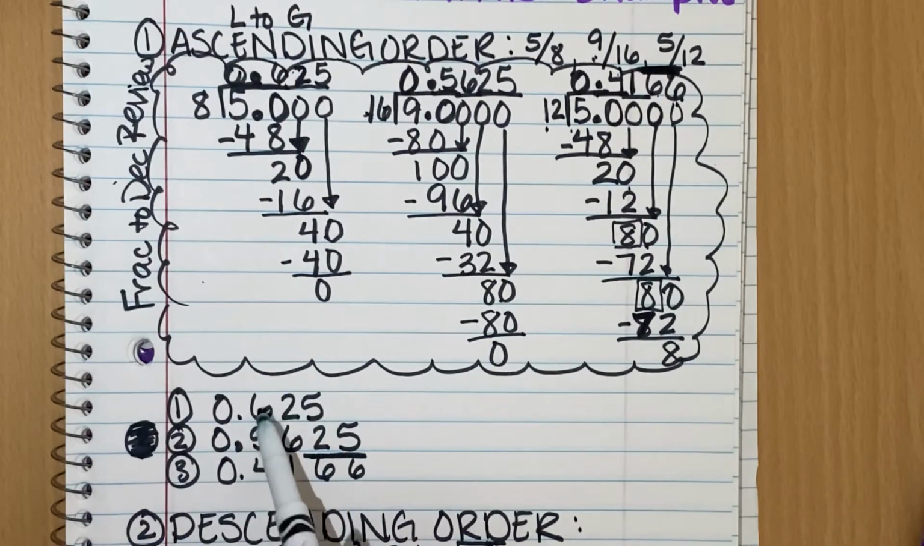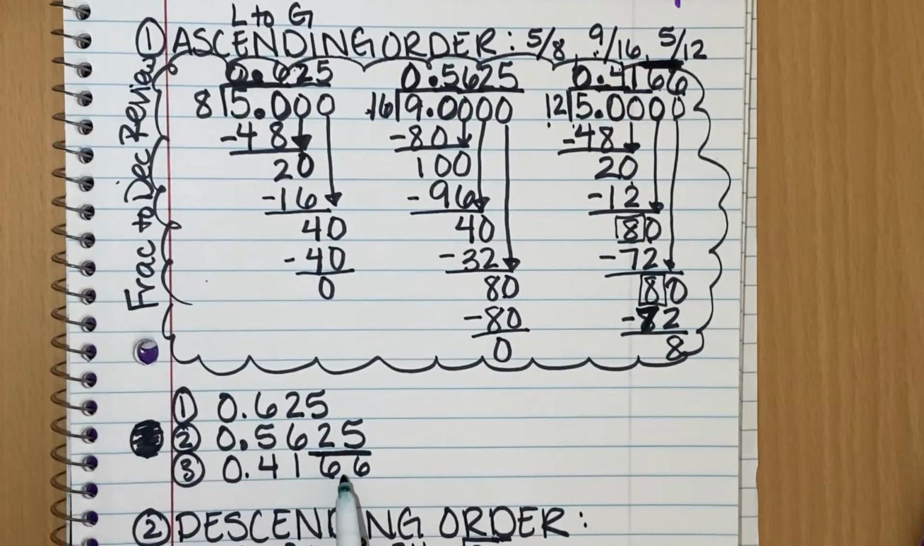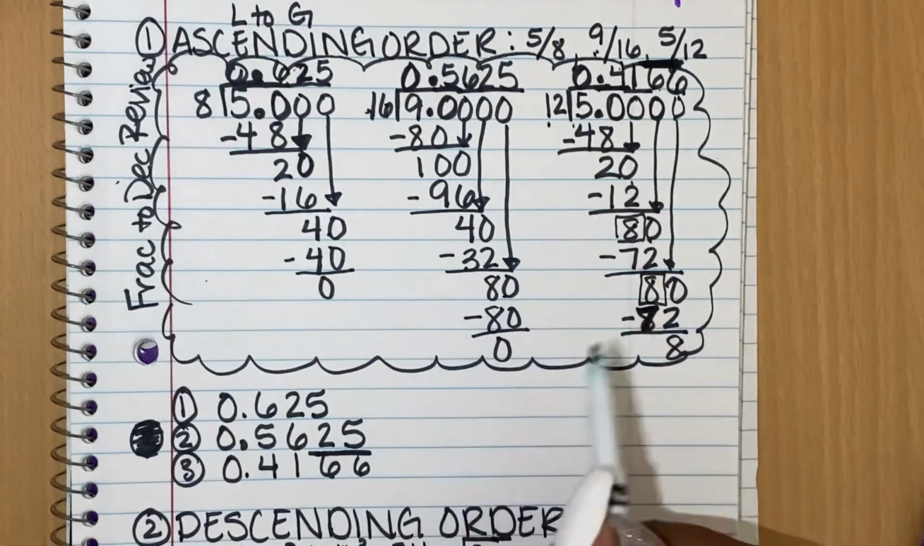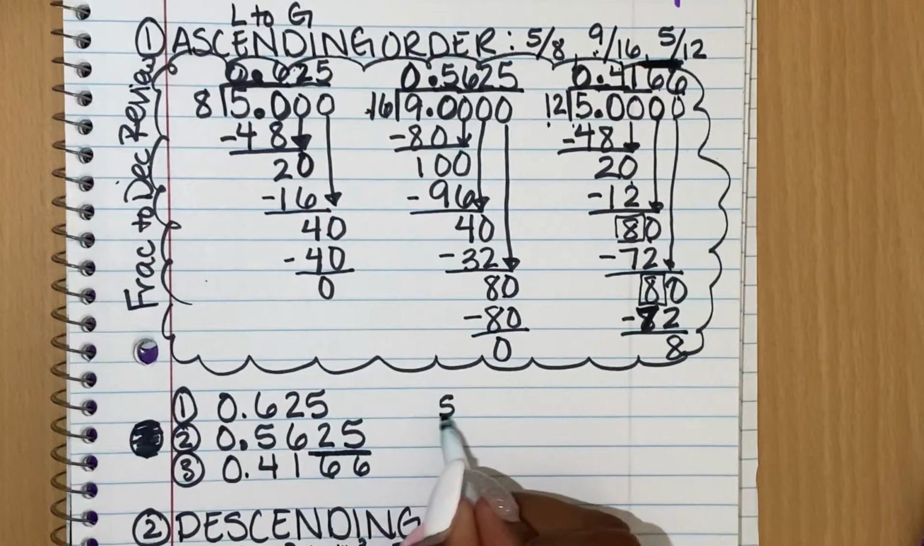The smallest number here will be the third one, the 0.4166 repeating. But it did not start off as that number. It started off as 5/12. So that's what I'm going to write.